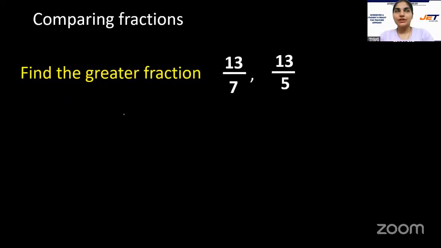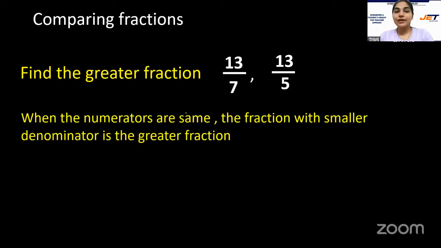If you see this fraction, there is something common. The numerators are same. So when the numerators are same, the fraction, listen to this very carefully: when the numerators are same, the fraction with smaller denominator is a greater fraction. I repeat, when the numerators are same, the fraction with smaller denominator is greater. So which has a smaller denominator? This one. That means this fraction is greater than that one.